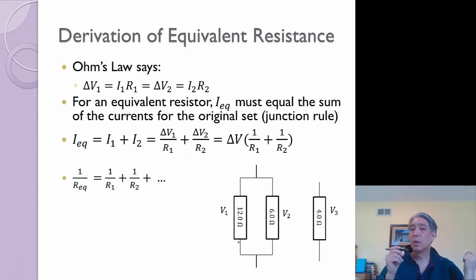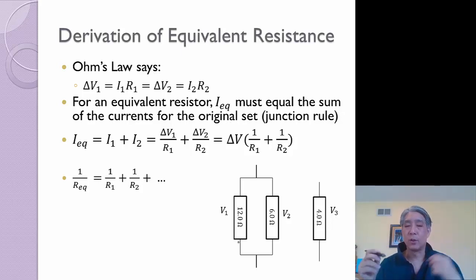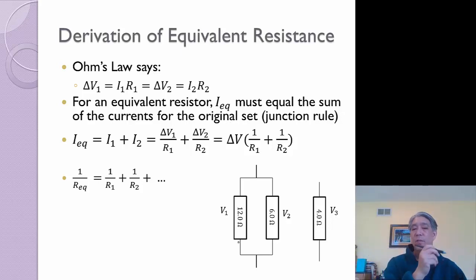This is similar to a restatement of Kirchhoff's junction rule. If I'm going to replace them, I can't change my current. So in this case, the current through the equivalent resistor is the sum of the currents through the first two resistors.